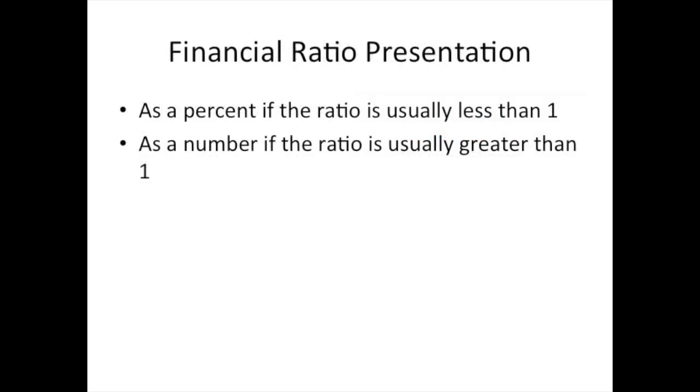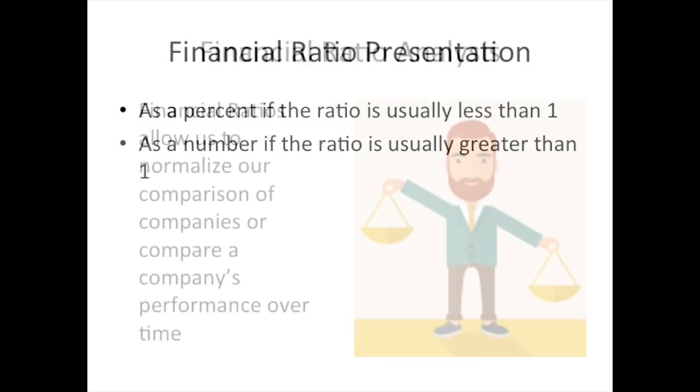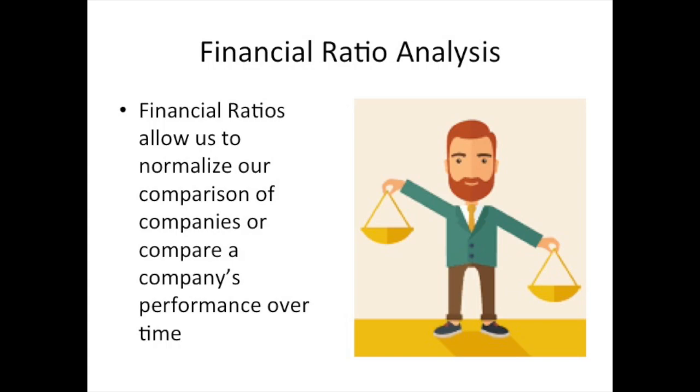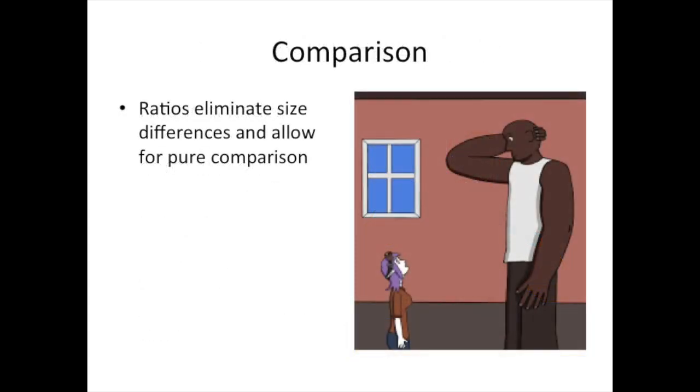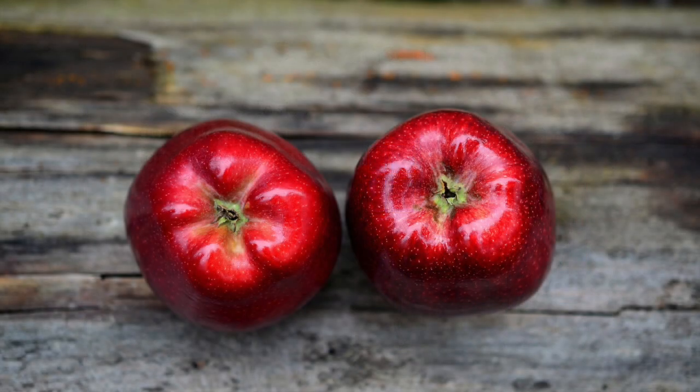Ratios are usually presented as a percentage or a number, depending on whether the usual case is bigger or less than 1. Besides being a capital budgeting tool, ratios allow us to compare different companies or a company over time. Ratios are great tools to do this comparison because they allow us to normalize the numbers. A ratio eliminates any size difference and allows for pure comparison, so you can compare apples to apples.